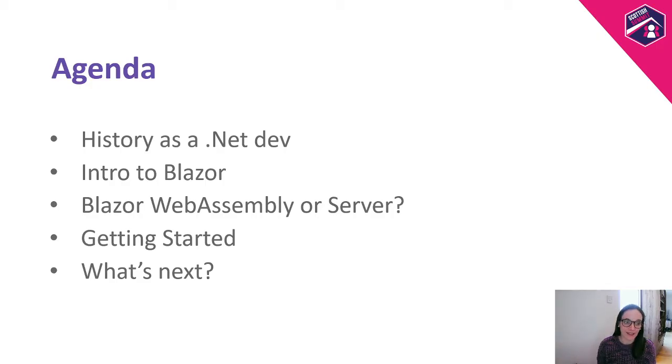So today the agenda looks a little bit like this. We'll chat through my history as a .NET dev and how I've seen web technologies change over the years. We'll have an introduction to Blazor. We'll chat about the different types of Blazor. So there's Blazor WebAssembly and Blazor Server, and we'll discuss those. And we'll get started from the very beginning, looking at a Blazor project, and we'll chat about what's next for Blazor and upcoming versions of .NET.